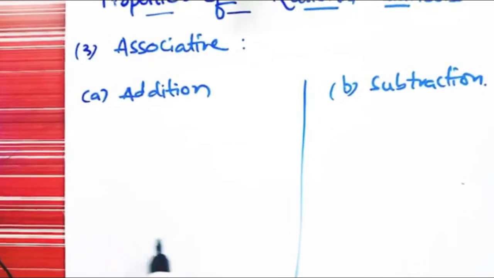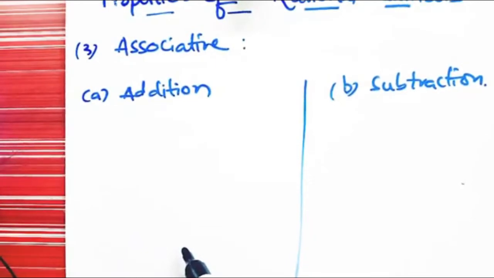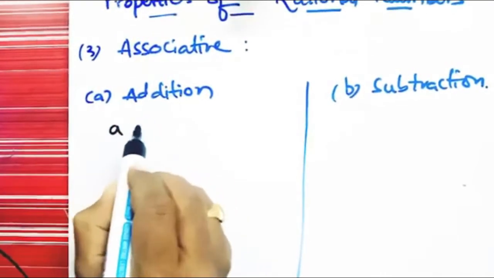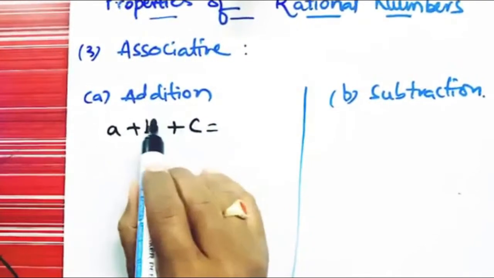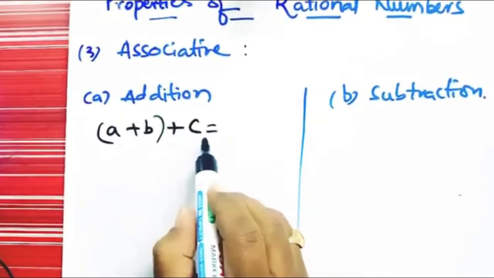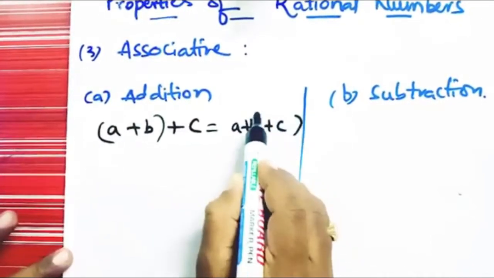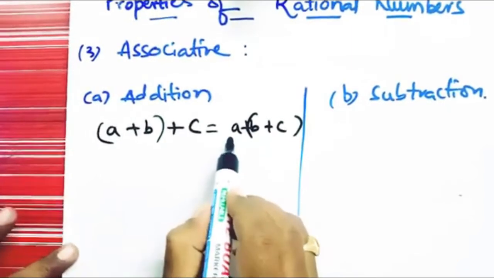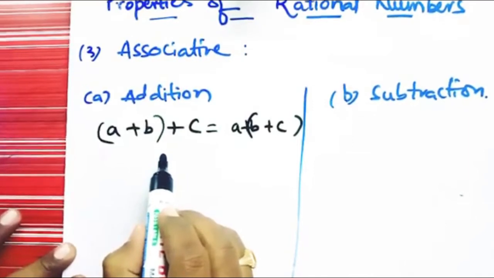Next, the third property is associative. The associative property states that in addition, or any operation, if you have to add three numbers, you can add the first two numbers and then the third number, or you can add the second and third numbers and then the first number, and the result will be the same. This is the associative property.